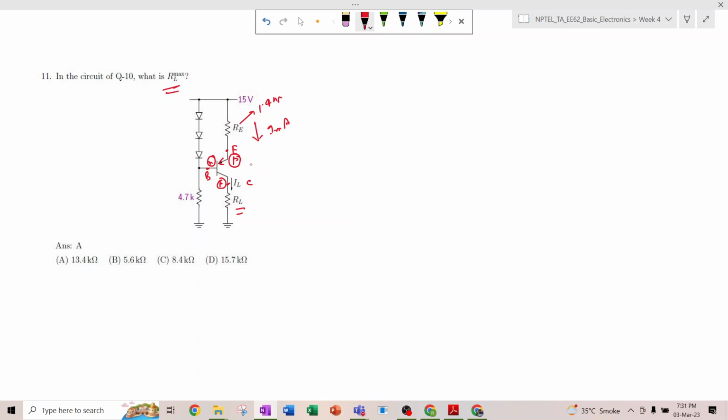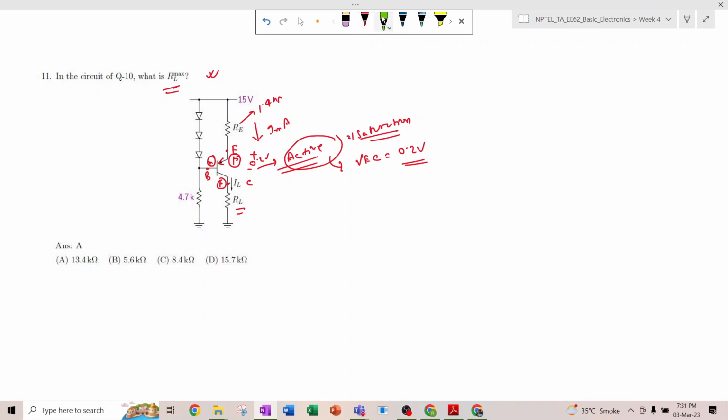If it acts as a current source, then it should always act in the active region, otherwise it will not act as a current source. If we go to the saturation region, then it will not act as a current source. So to remain in the active region, the minimum value of the VEC should be 0.2 volt, right? So here it is 0.2 volt.